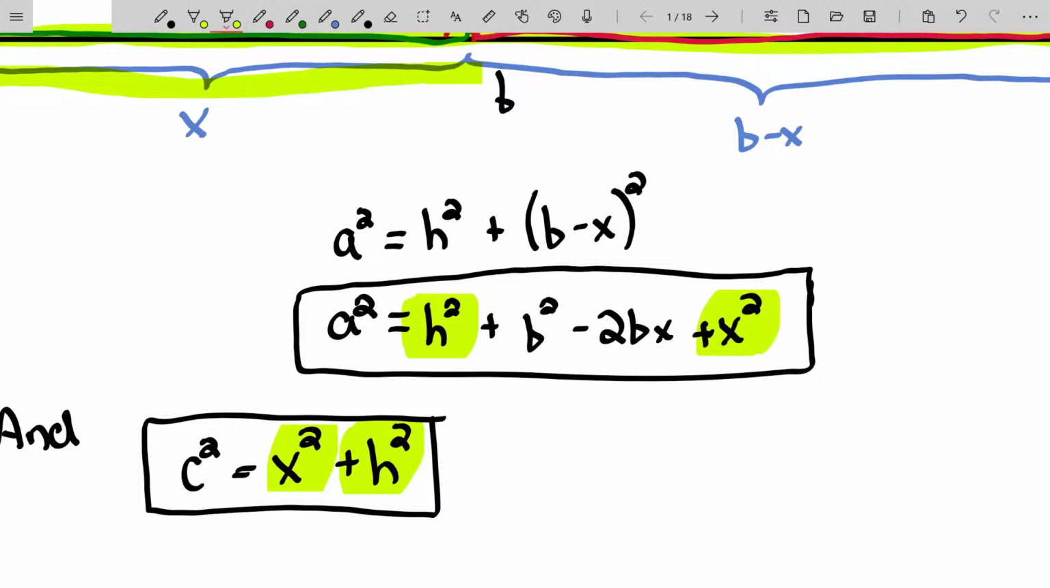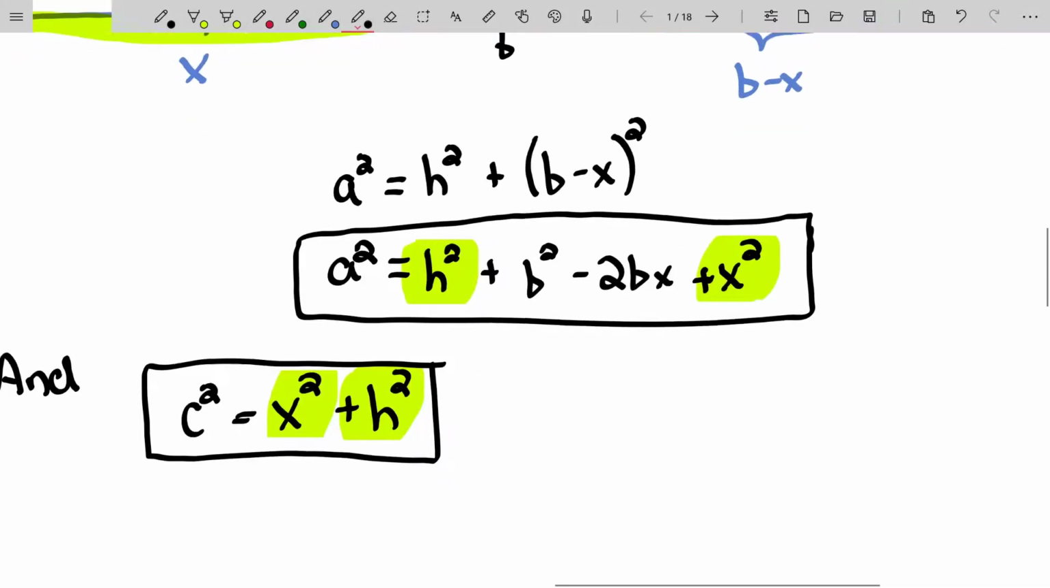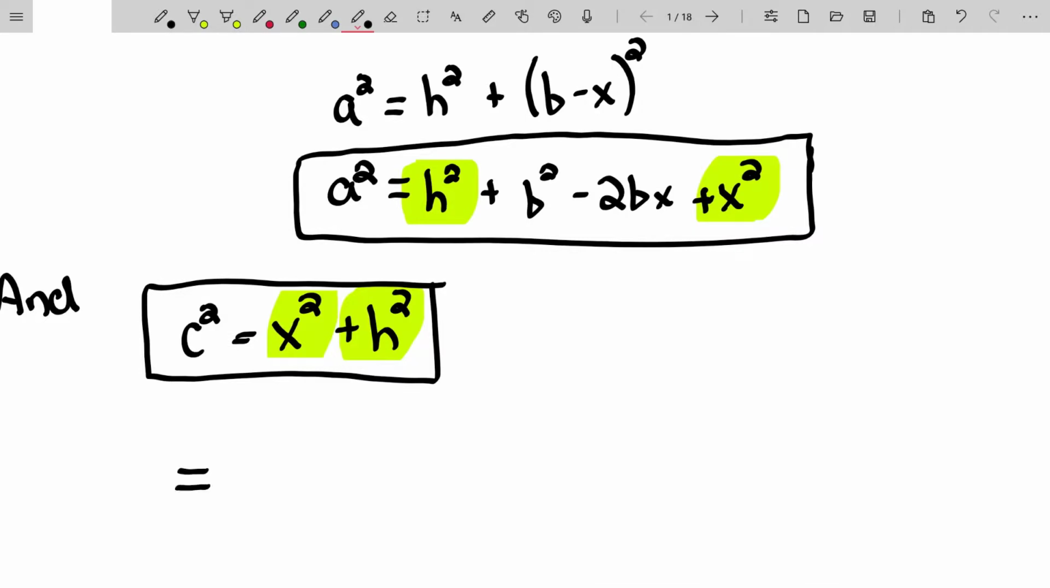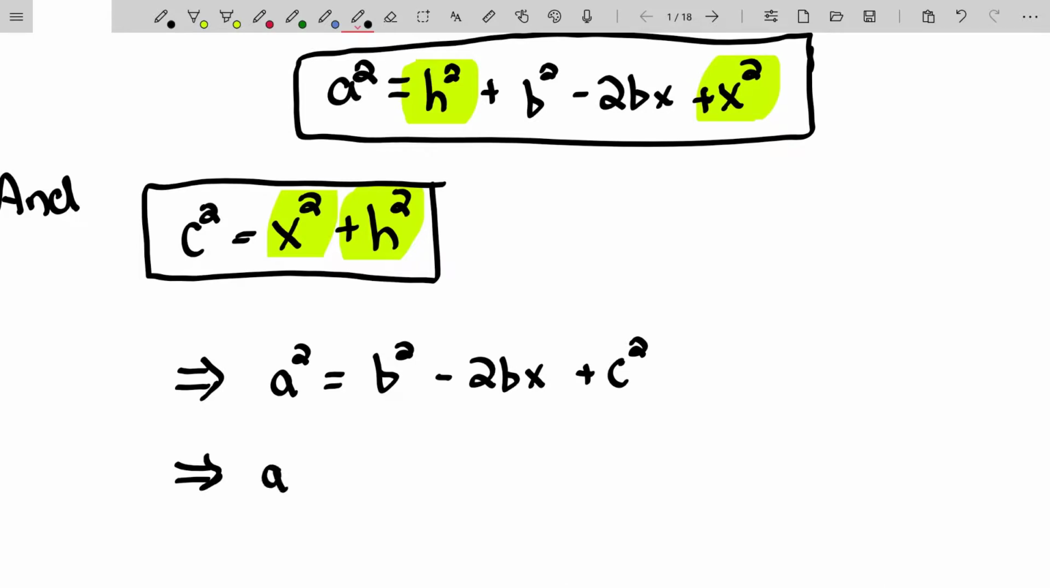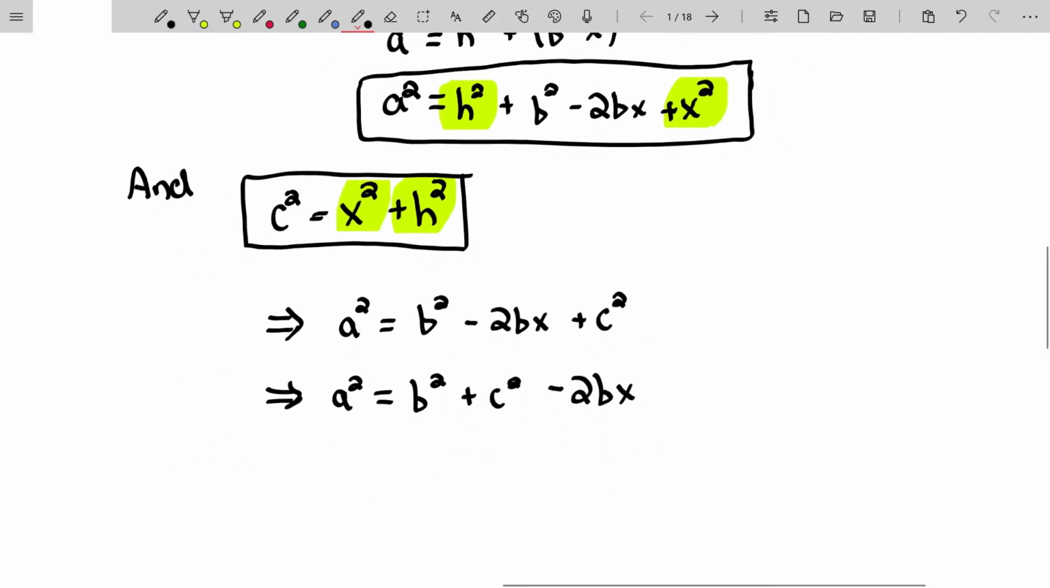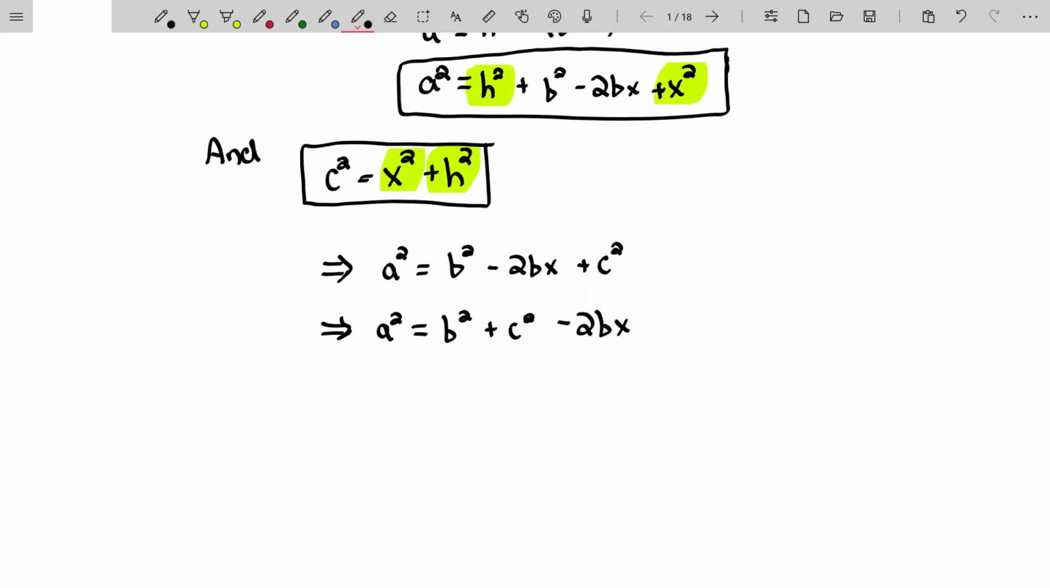So let's go ahead and replace that H squared plus X squared in the top box with C squared. I'll go ahead and do that right now. This implies that A squared is equal to, I'll write the C squared off the back end, so it's just B squared minus 2BX. And then again, that yellow highlighting is actually just a simple C squared. In fact, I could just say A squared is equal to B squared plus C squared minus 2BX. But I'd really like to know what X is.